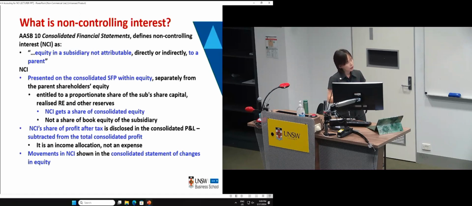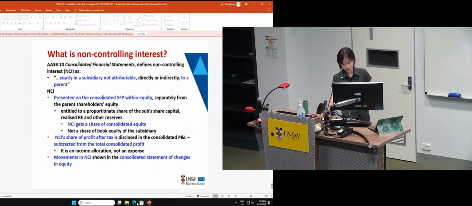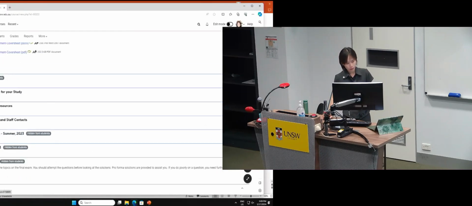Or we can say NCI receives a share of the subsidiary equity that is reflected in your consolidated equity. Okay? Now, the NCI share of profit after tax is also required to be disclosed in the consolidated statement of P&L, and is a share of the total comprehensive income in the consolidated statement of comprehensive income. Okay. Then you can see the movement in the NCI must be disclosed in the statement of changes in equity. So you can see the accounting standard requires a separate disclosure of NCI from the parent's shareholders' share of the consolidated equity.